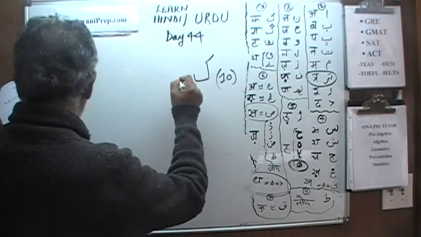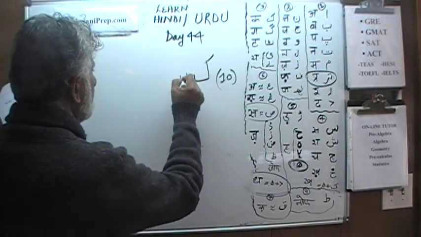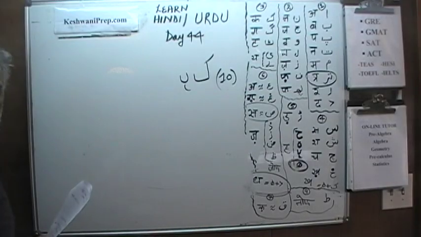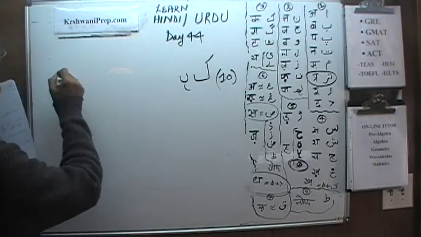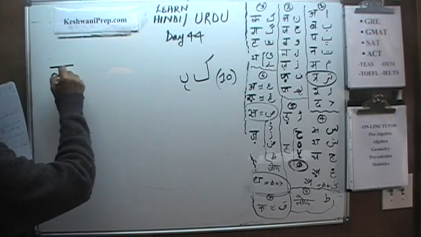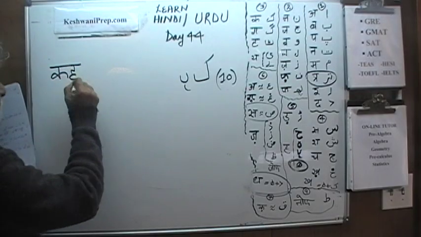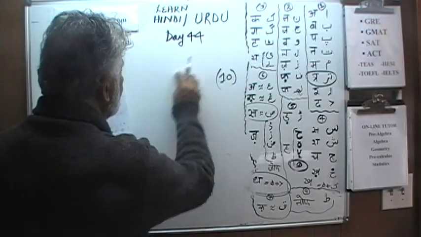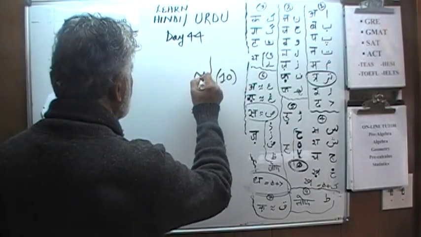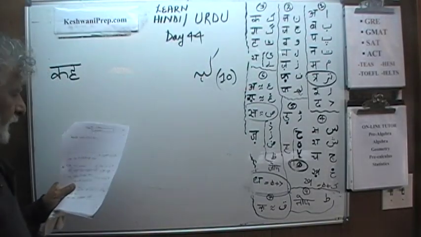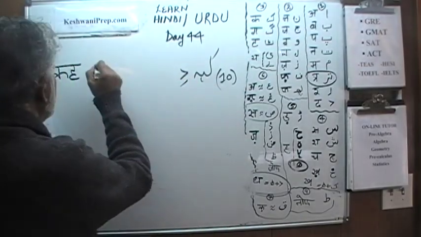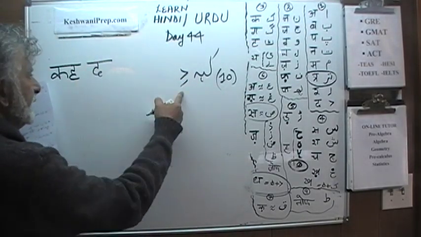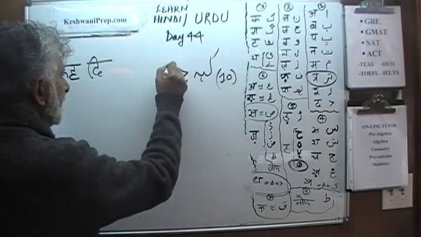Kaf and a he. Ke. Ke means to tell, to say. When you put it together, it's going to look like this. That's all. Ke. Keh diya. Di.